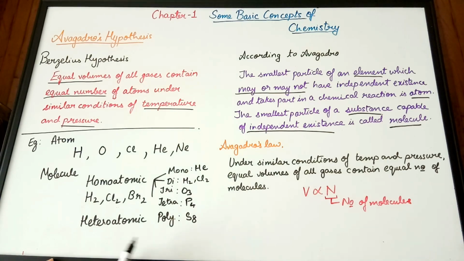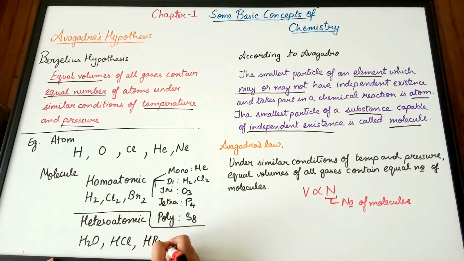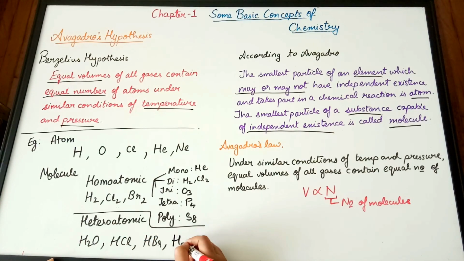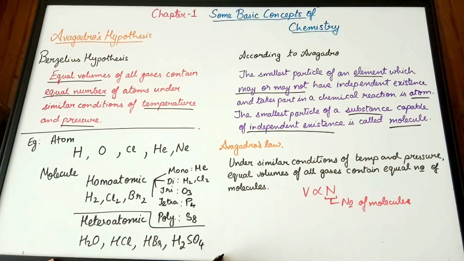Now, heteroatomic, on the other hand, will have more than one kind of atom, which means H2O, HCl, HBr, H2SO4. All of these molecules have more than one element present in them, which means they are heteroatomic. Okay, so according to Avogadro, again this was in the early part of the 19th century, where they did not have a lot of clarity as to what atoms were in the first place.